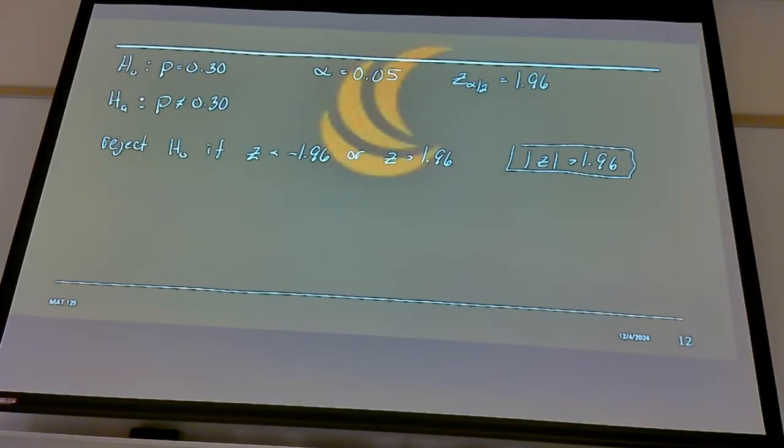Is it always less than or greater than, or less than or equal to? It depends on the alternative. For the critical value, it's never equal to, so it's strictly less than. It's the p-value that's less than or equal to. Because if the z value is 1.96, you're not technically in the region.